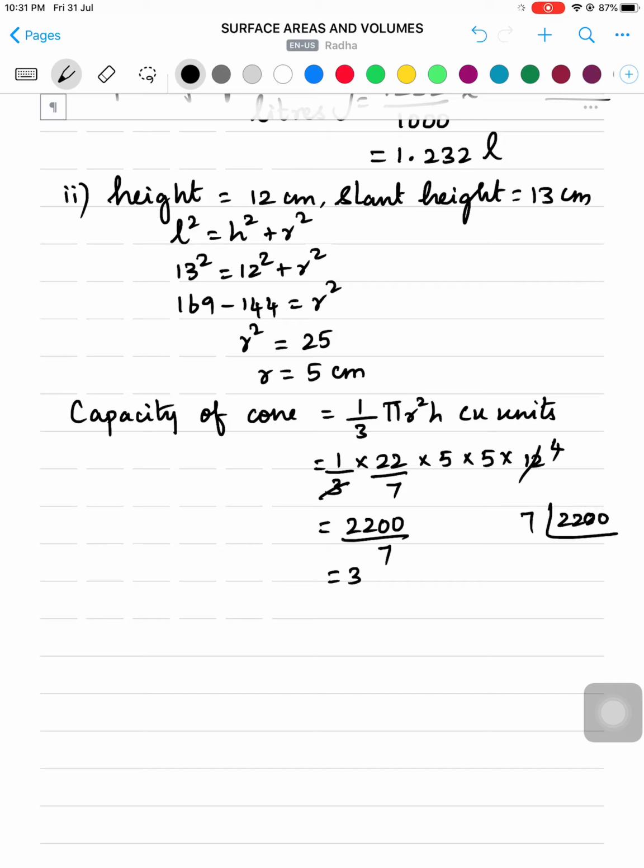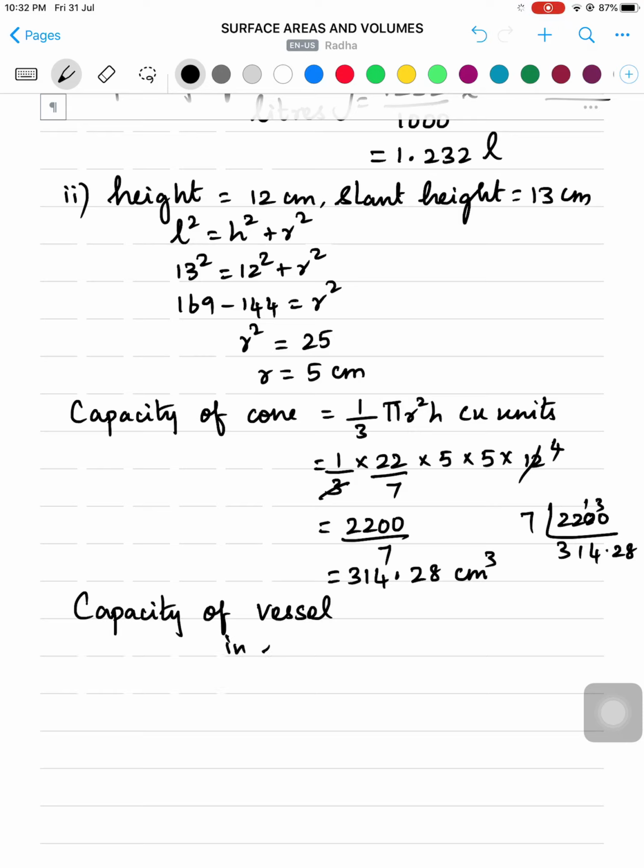What do you get? 7 3s are 21, 7 1s are 7, 7 4s are 28, 7 2s are 14, 28, it keeps going. So I take only up to 2 decimal places. So 314.28 centimeter cube. But they are asking you to find the capacity of the vessel in liters.